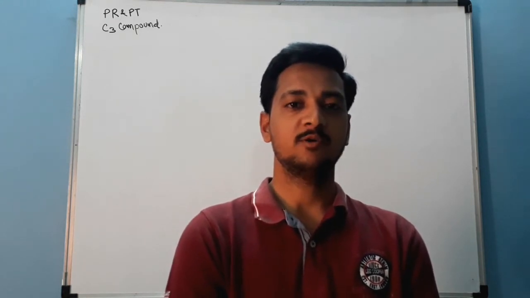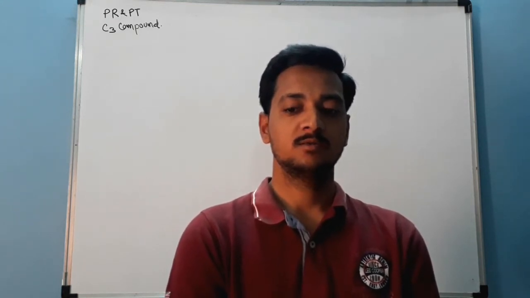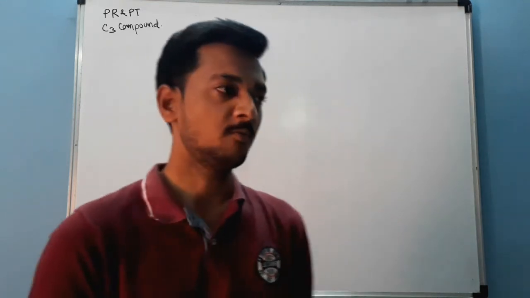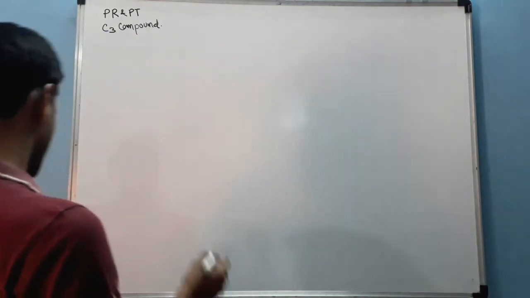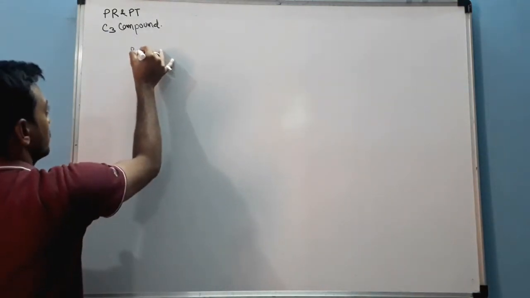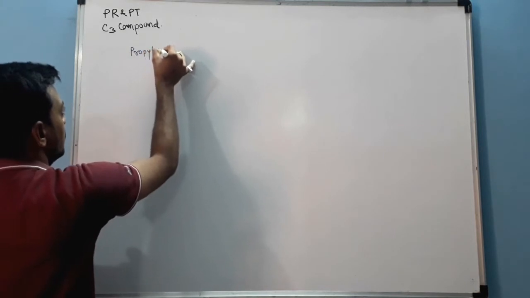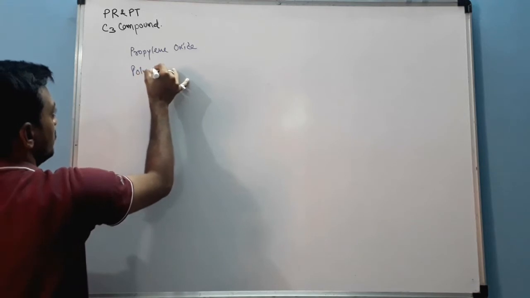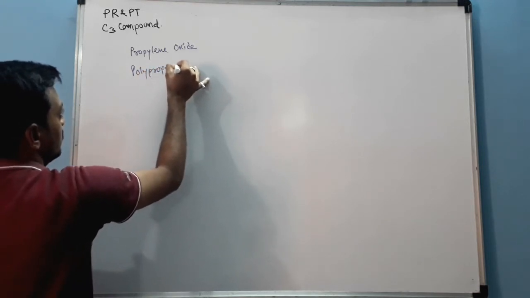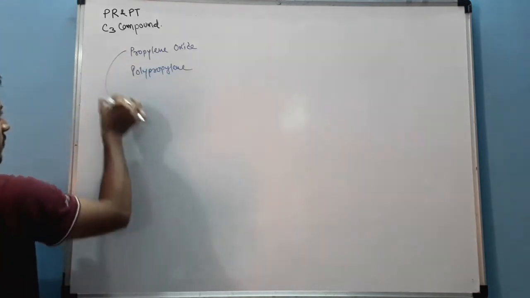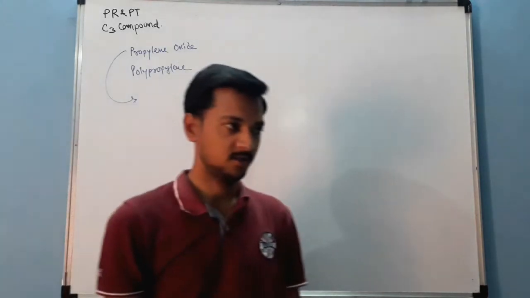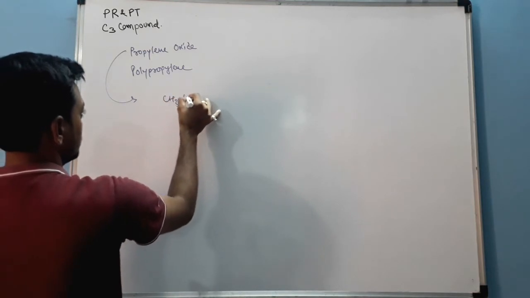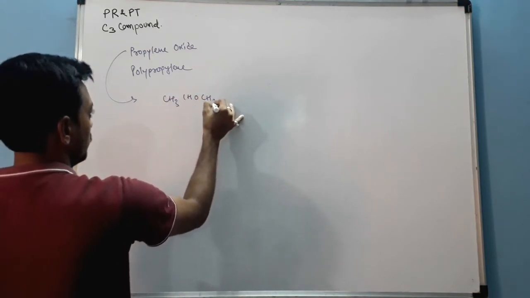PRPT chapter 5 petrochemicals, last topic C3 compounds. Two compounds are there in C3: propylene oxide and polypropylene. Now propylene oxide, the formula of propylene oxide is CH3CHOCH2.